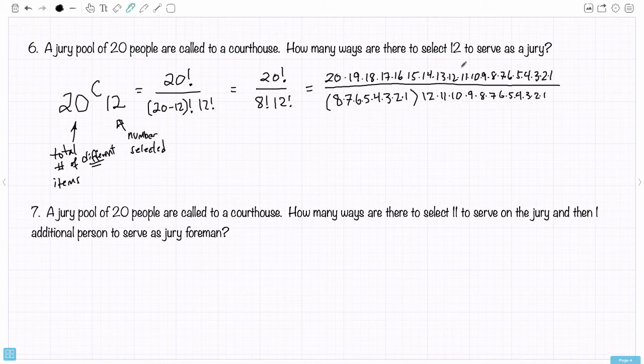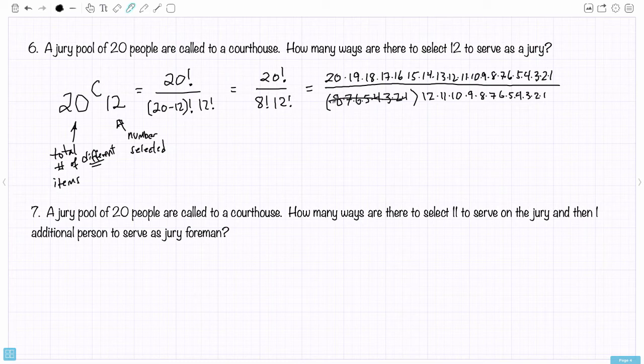Now, if I've got 20 factorial on top and 8 factorial and 12 factorial, the smartest thing to do here in terms of getting this quickly to the answer would be to cancel the 12 factorial from the bottom with the top. But rather than doing that, for the purpose of explaining, what I really want to do is actually cancel this first.